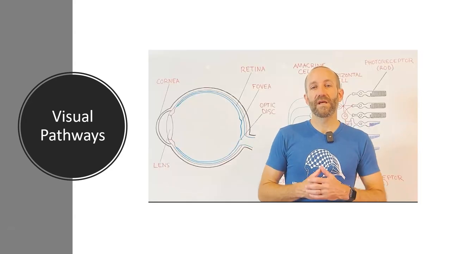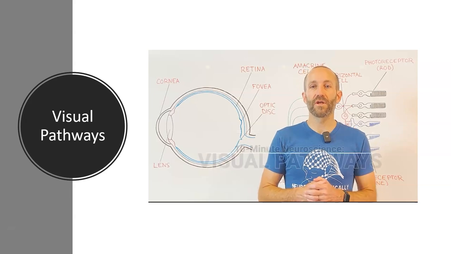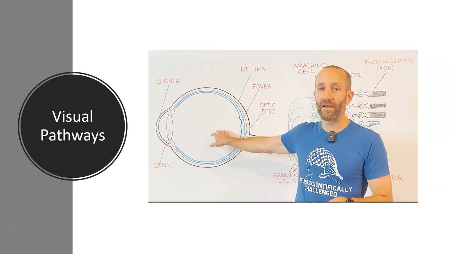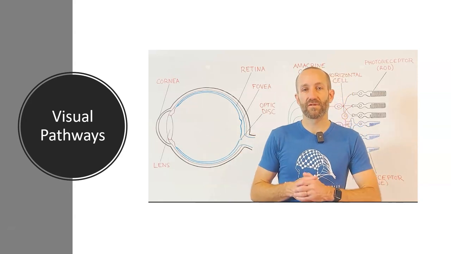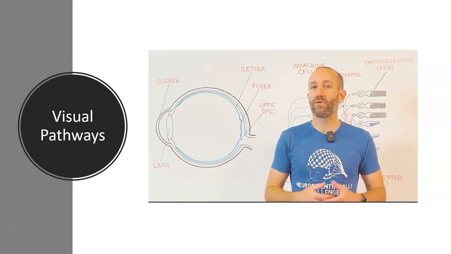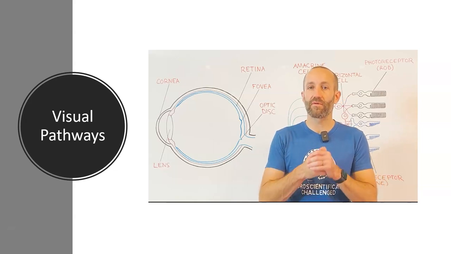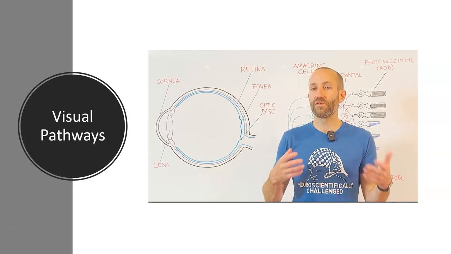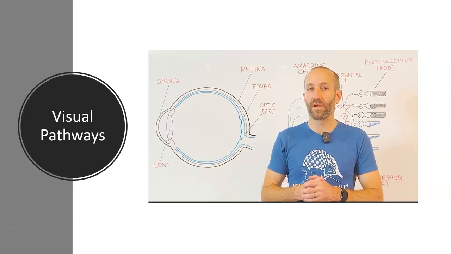Hi everyone, welcome to 10-Minute Neuroscience. In this installment, I'll be covering the pathway of visual information through the brain, starting with the eye and ending with the visual cortex and surrounding areas. This will be a very general overview, and I'll be focusing more on the pathway of visual information than on the processing of that information. But this should serve as a good introduction to the way visual information travels from the eye through the brain.